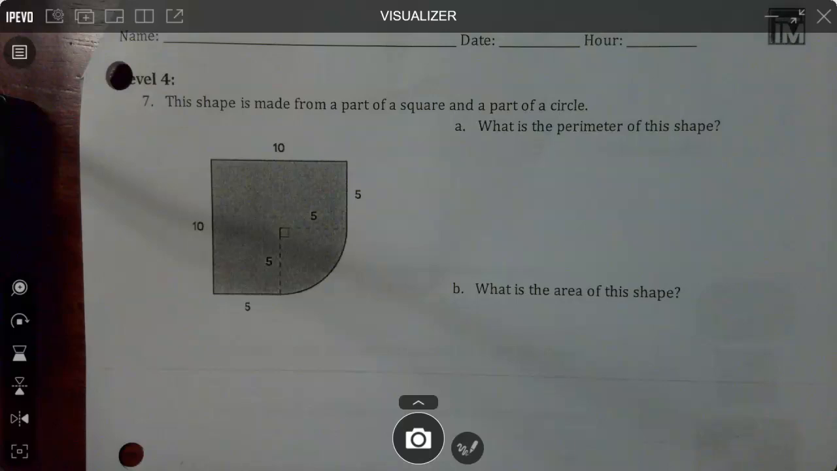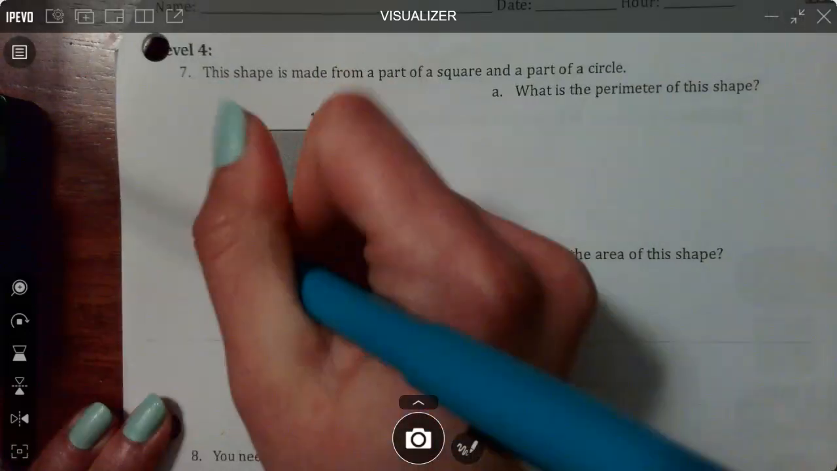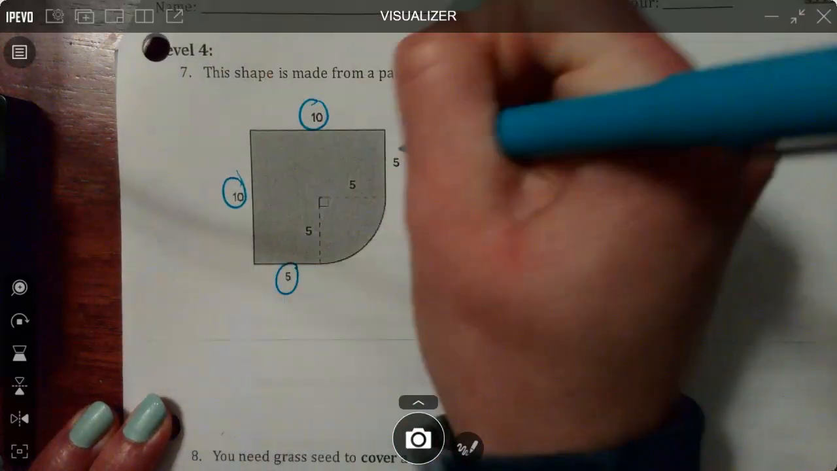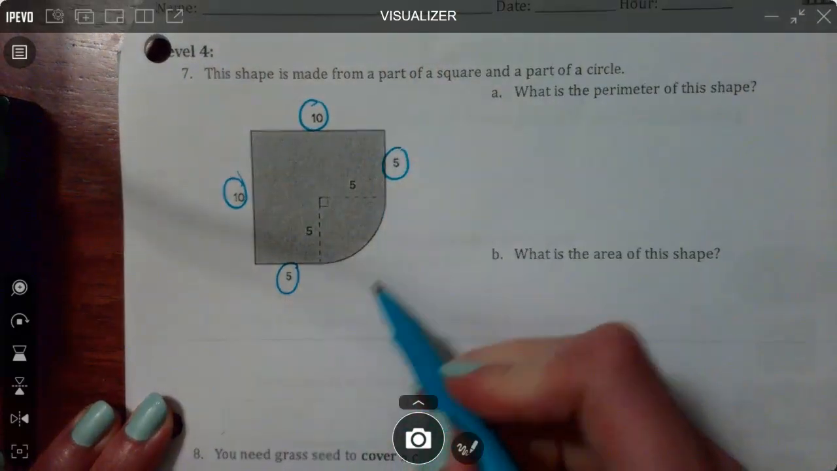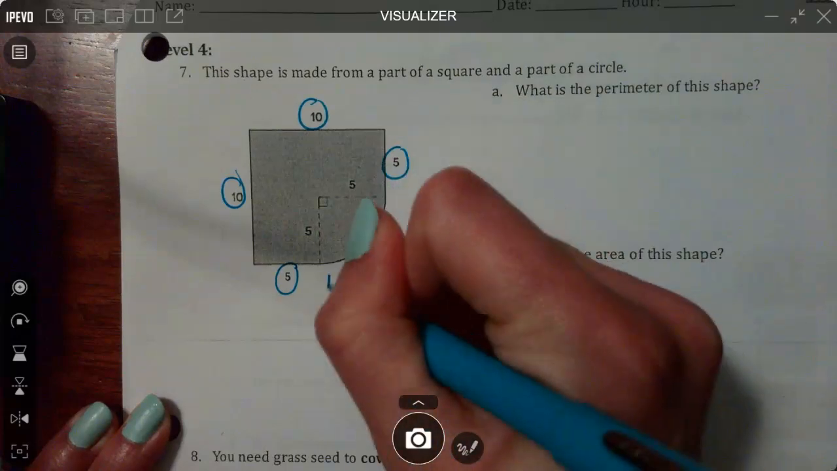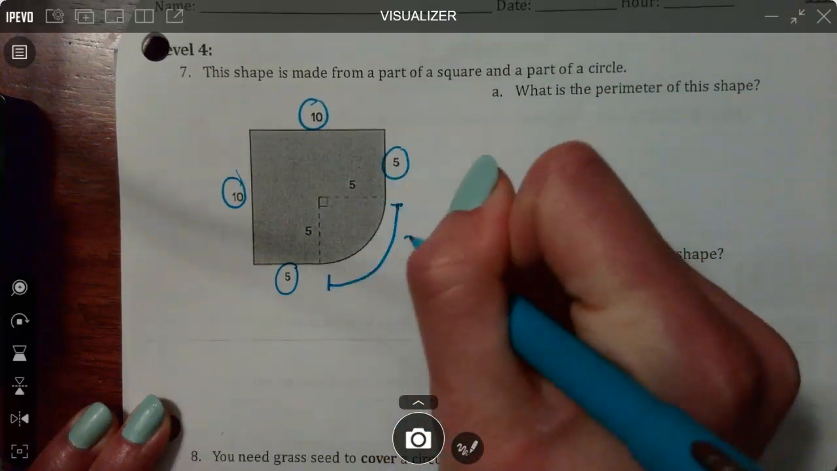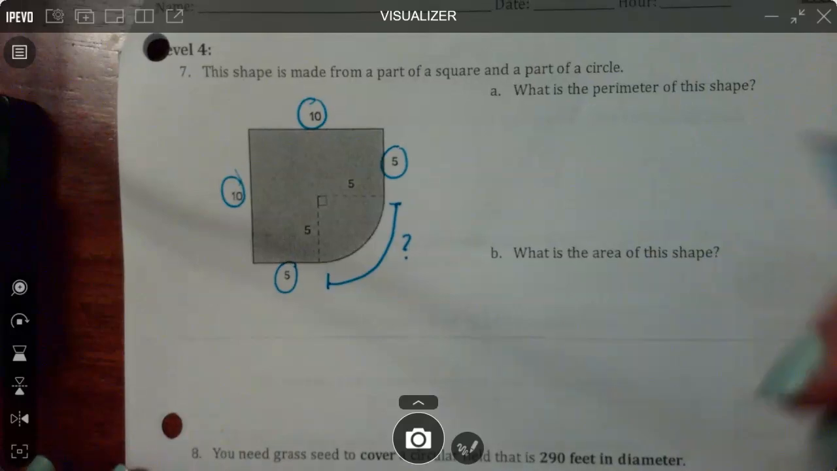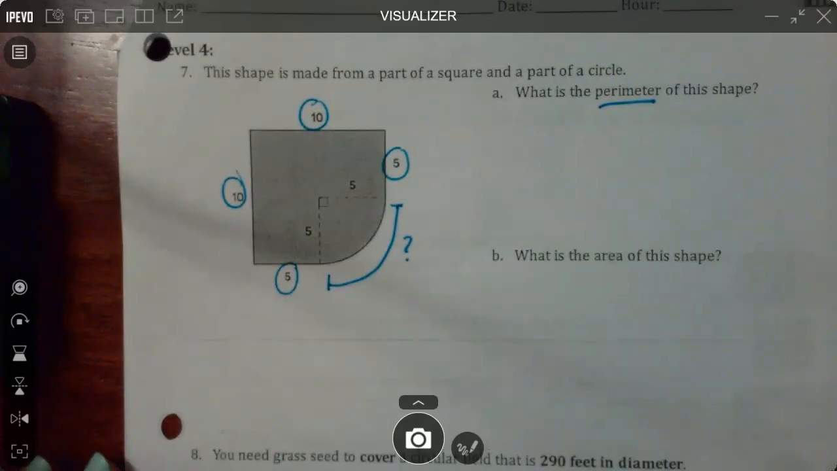Number 7. This shape is made from a part of a square and a part of a circle. What is the perimeter of this shape? So right now, if I'm looking at this shape, I know this side, this side, this side, this side, but I don't know this corner piece. So this is what's missing from the outside. And perimeter means the entire outside of the shape.